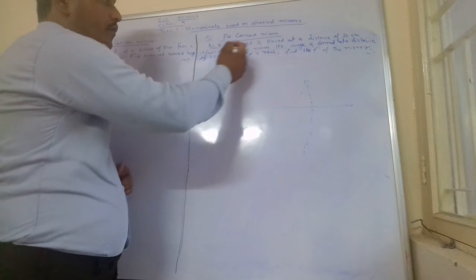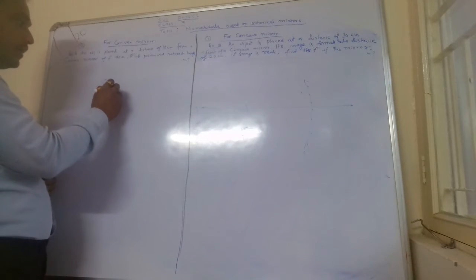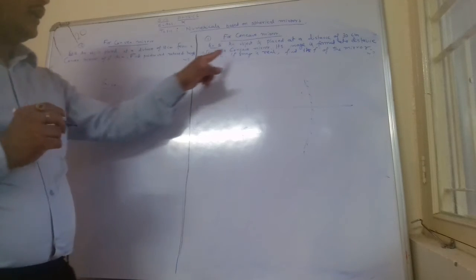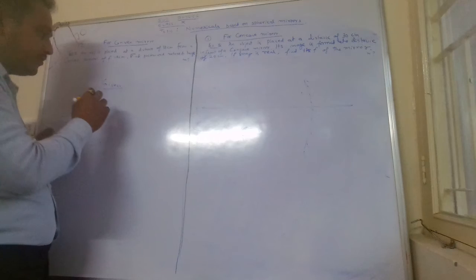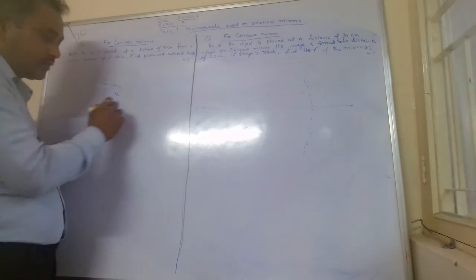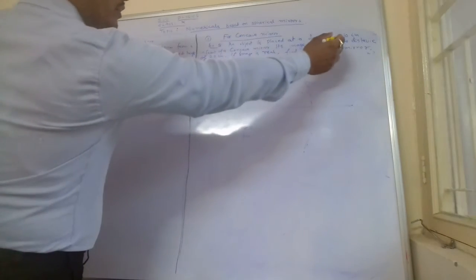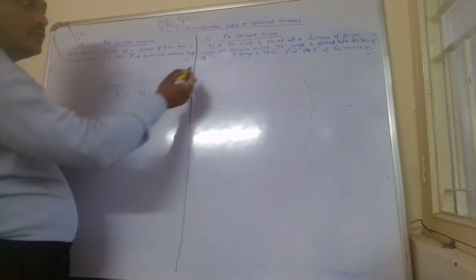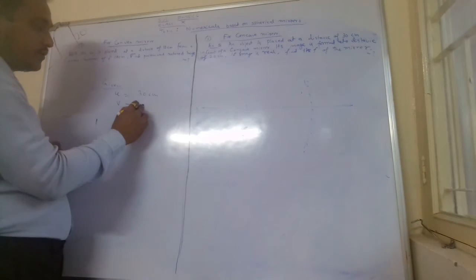Now we will see the given values. We will write the heading Given, G-I-V-E-N. Under this heading, an object is placed at a distance of 30 centimeter. Object's distance is given. Which variable you will use? Small u, correct? Which is equal to 30 cm. And image is formed at a distance of 20 centimeter. That is small v is equal to 20 cm.